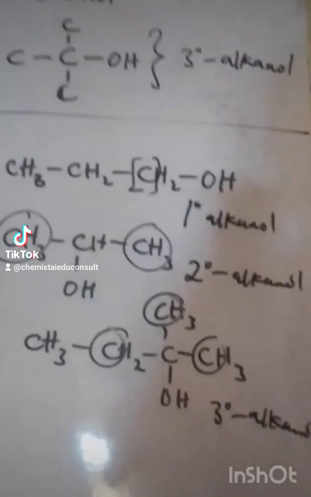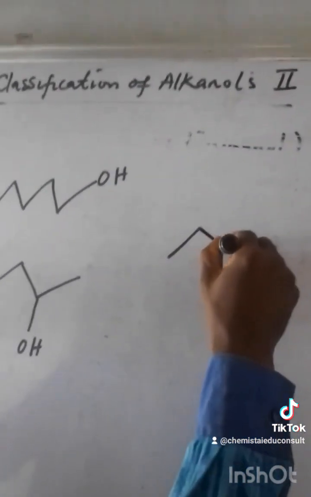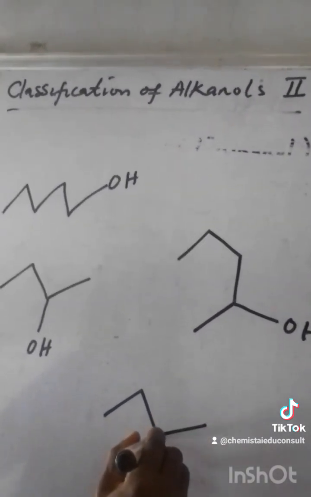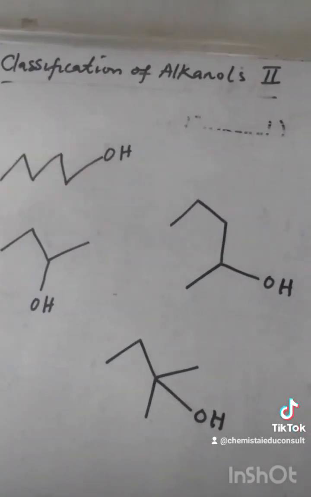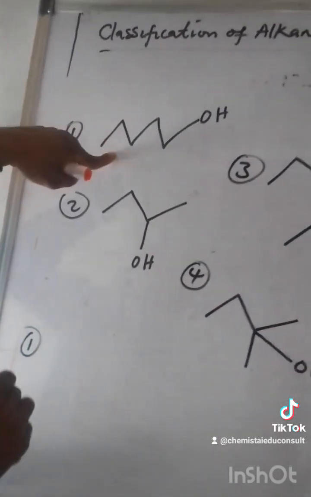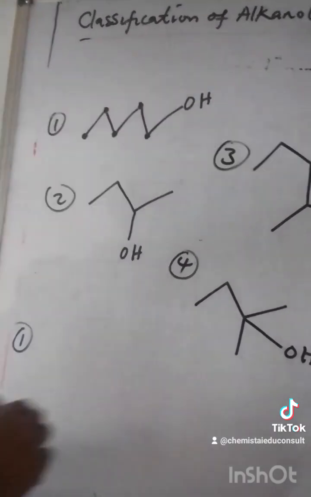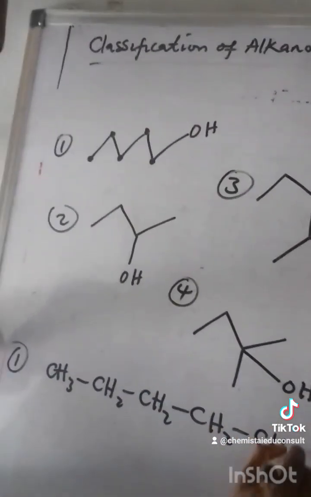Further examples. Let's look at this. These compounds, how can we verify if each of them is either primary, secondary, or tertiary? Maybe you don't understand skeletal formula, but let's take number 1. This is the same thing. Every point here represents a carbon atom. So we have 5 points. So this is pentanol, CH3, CH2, CH2, CH2, CH2, and OH.